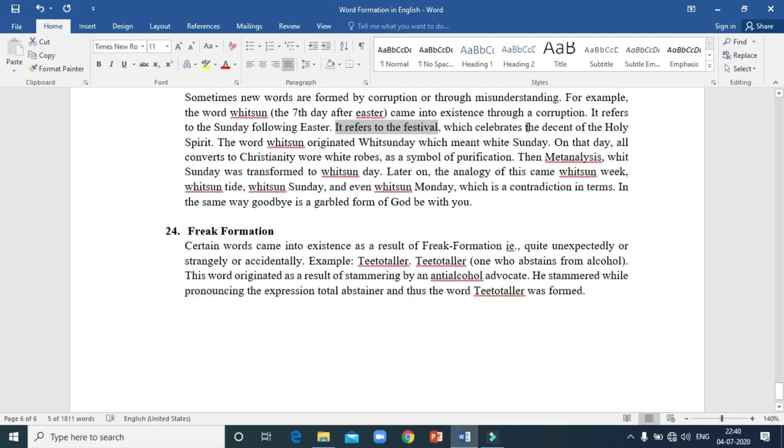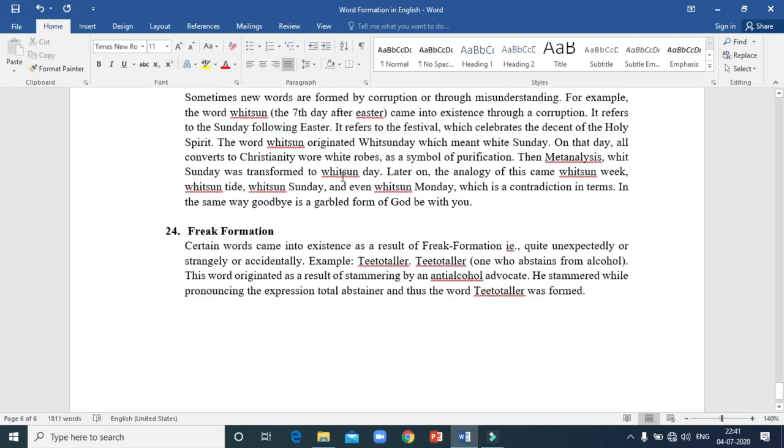So the word Whitsun, originally this word was Whit Sunday. That meant White Sunday. So White Sunday was the Sunday following Easter Sunday. So on that day, all converts to Christianity wore white robes. On the Sunday after Easter they came to church wearing white clothes, because it was a symbol of purification. So from White Sunday, it became Whit Sunday, then it was shortened to Whitsun. Then because of metanalysis, Whit Sunday was transformed into Whitsun Day.